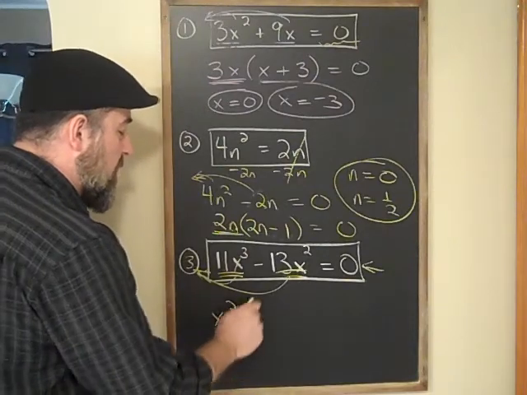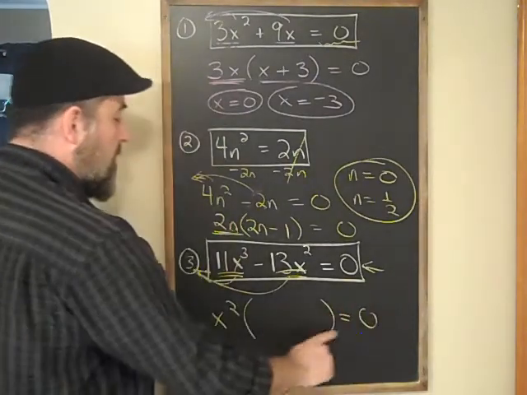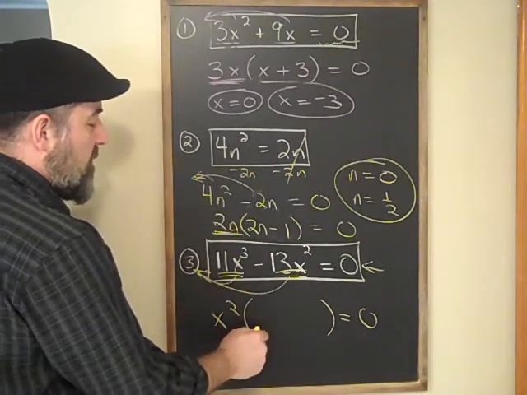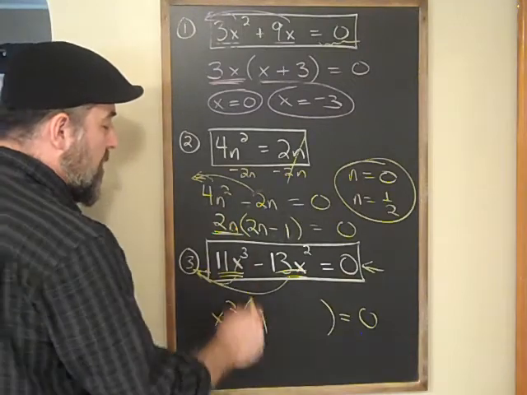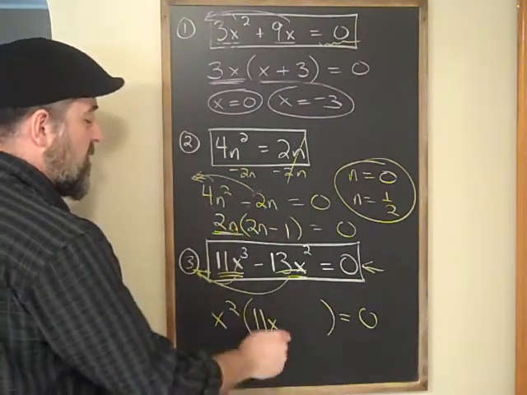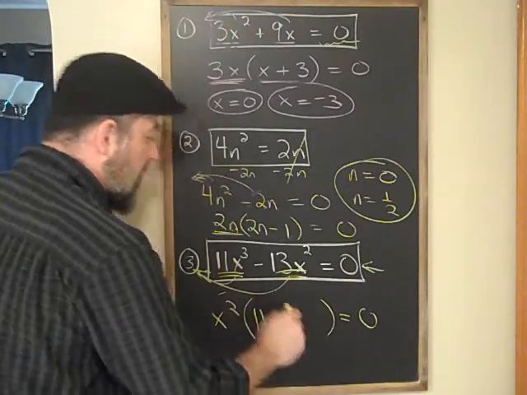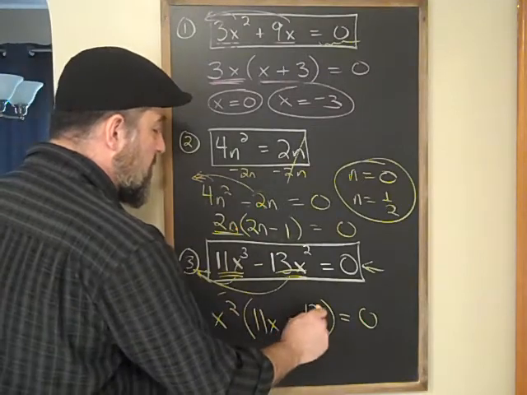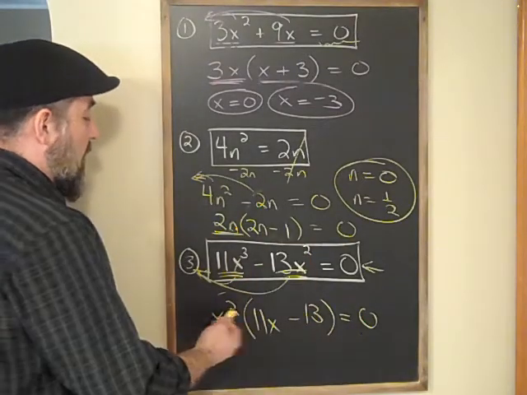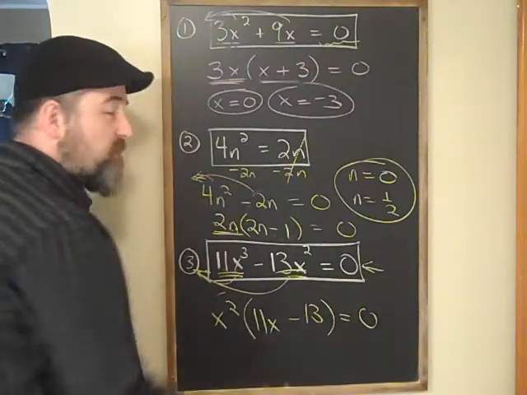So we factor out the x squared, and now we figure out what's left in that binomial. x squared times what gets us 11x cubed? Well, we need an 11, and we need another x. x squared times x, there's your x cubed. Minus x squared times what gets you 13x squared? Well, we already have the x squared, we just need the 13. Now it's in a factored state, an expression times an expression equals 0.